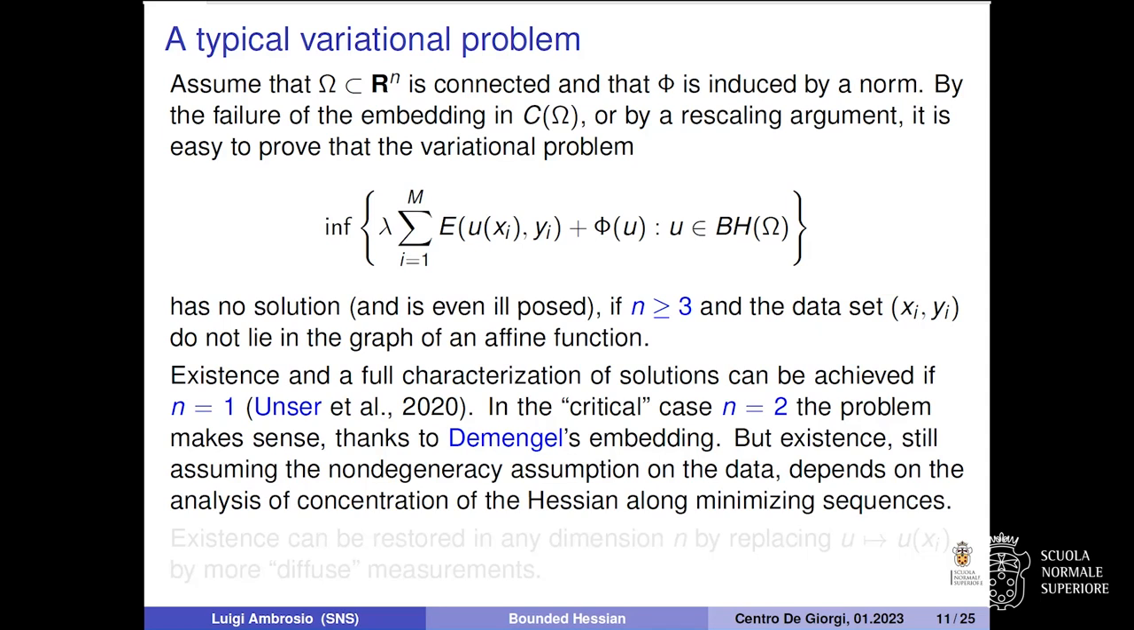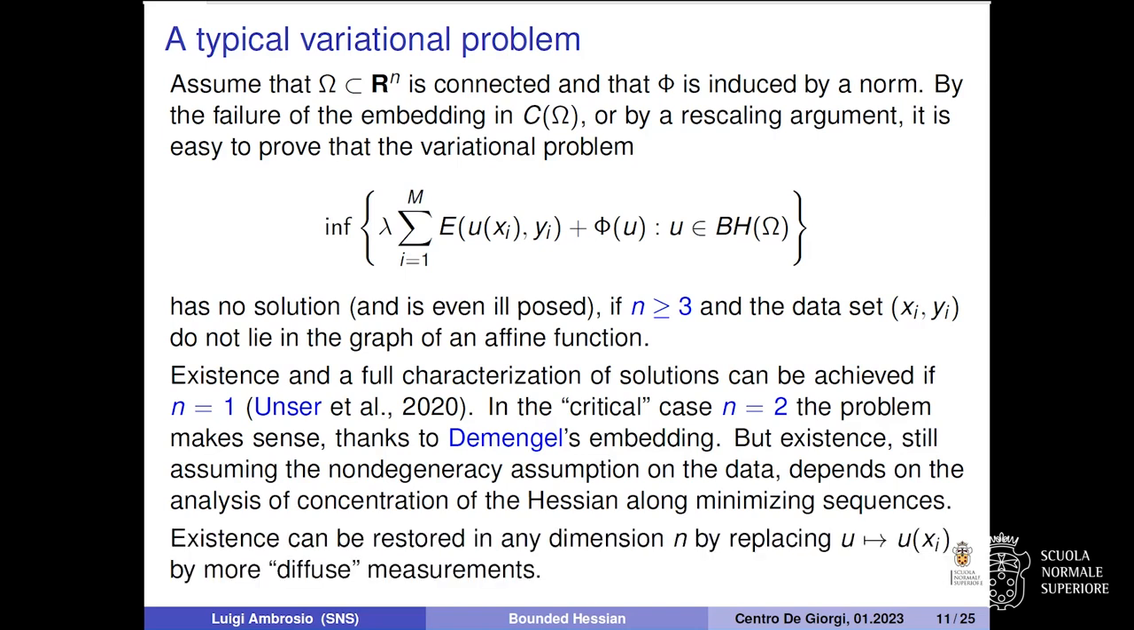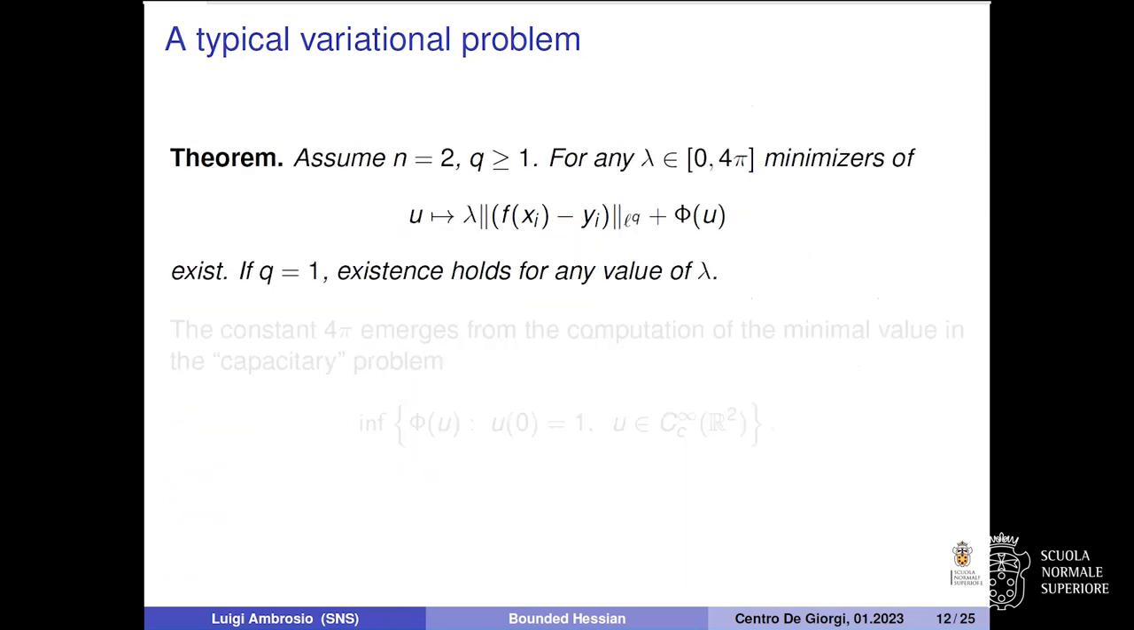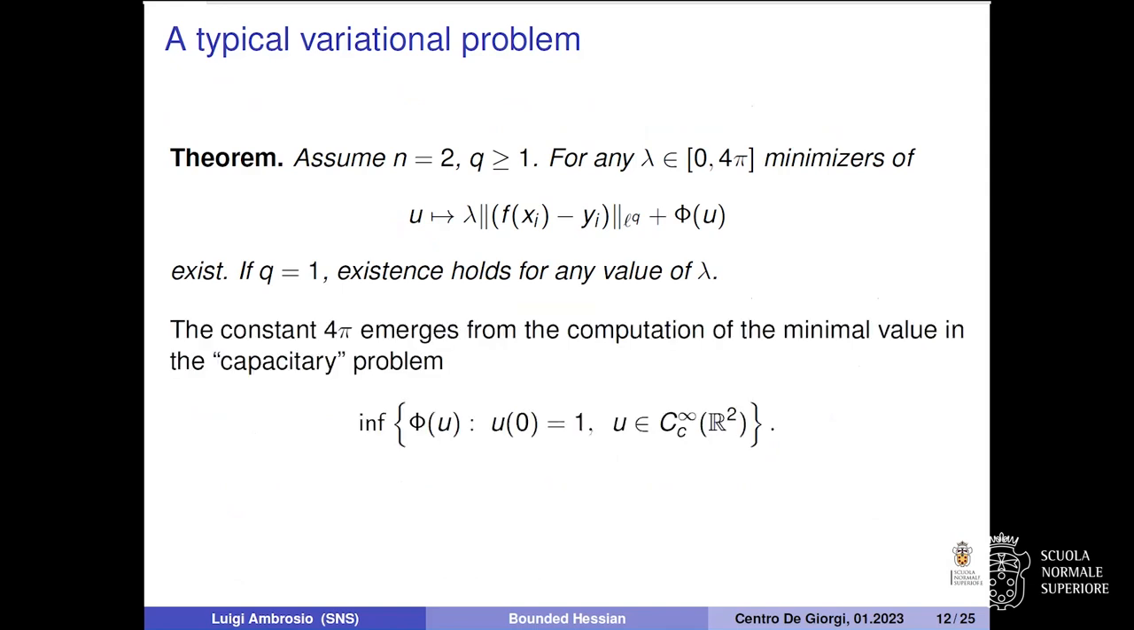But to modify the value of a function, you pay some energy. And so what you have to do is make a kind of analysis of the Hessian concentration along minimizing sequences. One of the theorems that we prove in the second paper with Brenna and Conti is that, for instance, in dimension 2, if the tuning parameter lambda does not exceed a critical threshold for pi, then this problem has minimizers, with a kind of canonical choice of V. And also, if Q equals 1, it is true for any lambda.